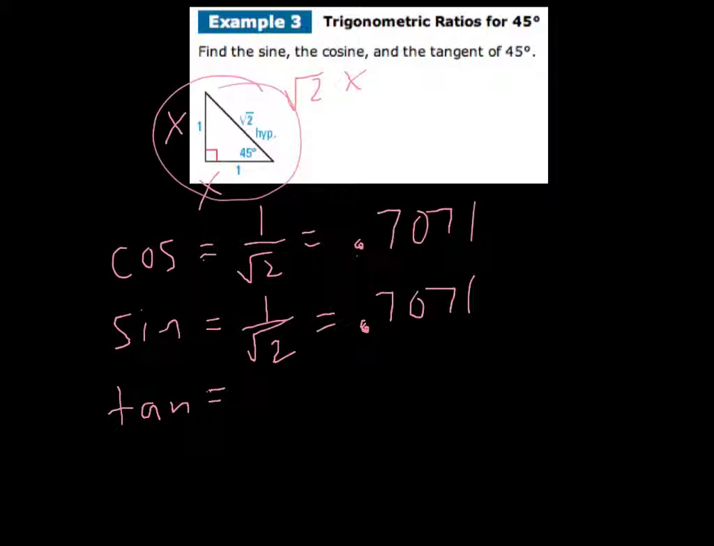And then, for your tangent, you're going to have opposite over adjacent, which is simply 1. So the tangent of 45 degrees is always equal to 1, and the cosine and sine are always equal to 0.7071. Again, reiterating that it doesn't matter what type of right triangle you have, there's only one cosine and one sine and one tangent for every acute angle that lies somewhere between 0 to 90 degrees.